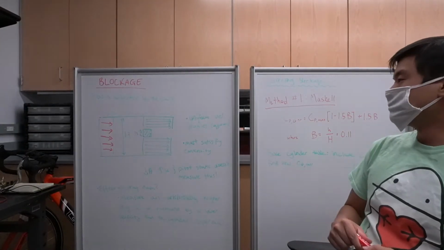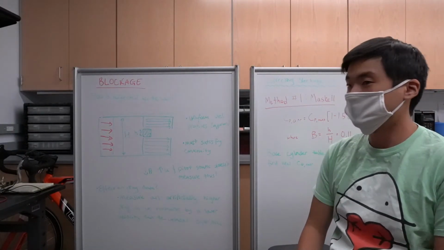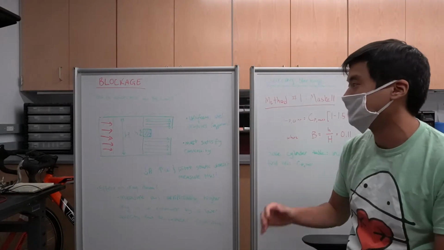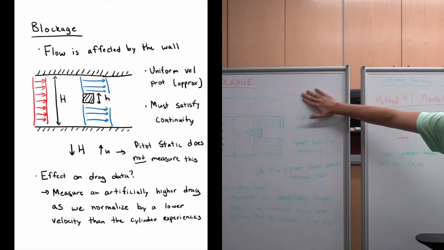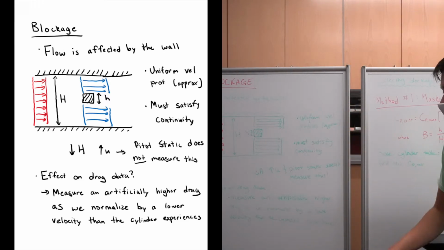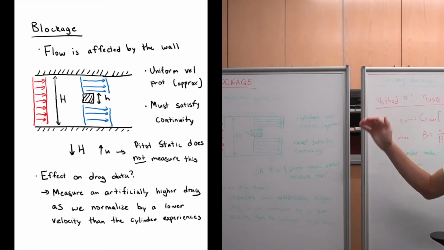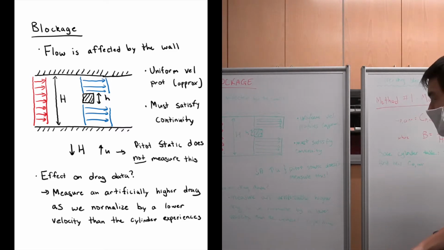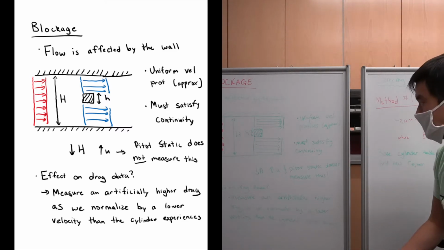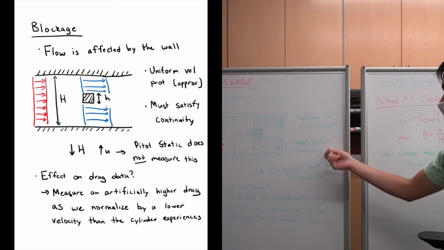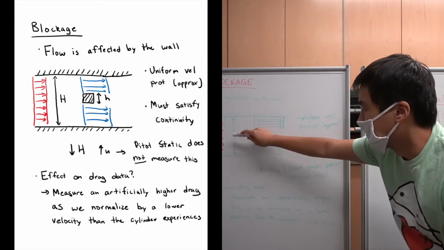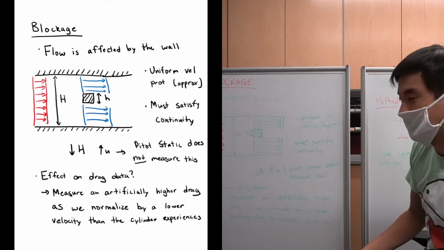Okay, so in this section we're going to talk about blockage, and blockage will affect the drag values that you're calculating. As it says here, the flow is affected by the walls. Essentially, blockage wouldn't be a problem if we had an infinitely large test section, but obviously that's not the case. So to satisfy continuity and maintain conservation of mass, the flow has to actually accelerate around the airfoil.